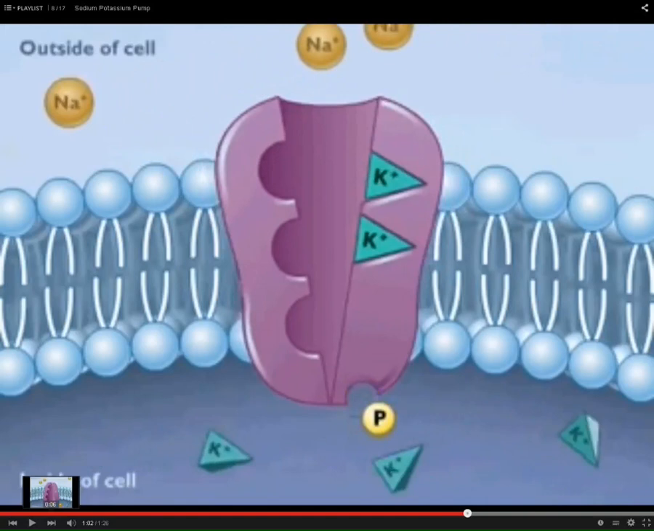The major cation outside the cell is sodium. The major anion outside the cell, chloride. There are other anions, other cations, but these are the major ones, which means they're the highest concentration outside the cell. On the inside of the cell, major intracellular cation, potassium, major intracellular anion, phosphates and proteins.